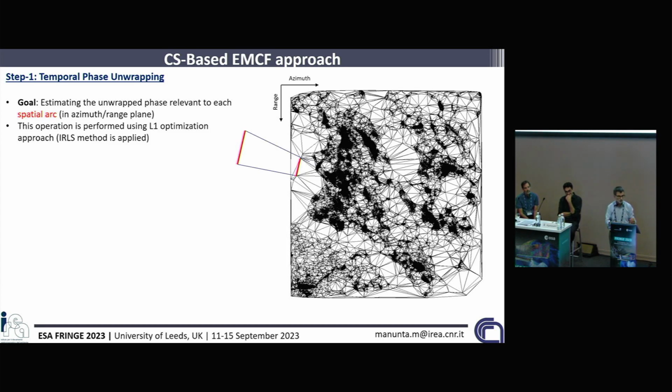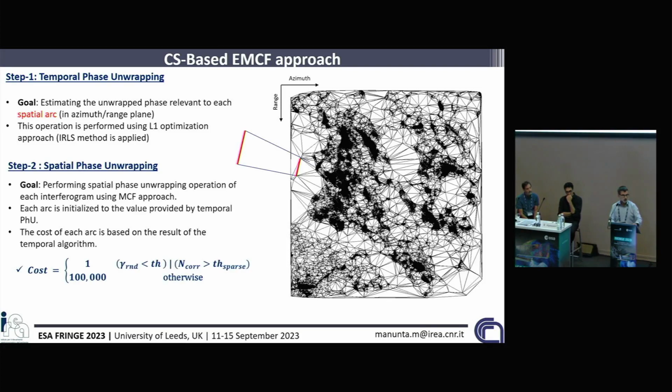The idea is to unwrap each arc in the temporal domain in order to constrain the subsequent spatial phase unwrapping. In other words, we can use the unwrapped phase in the temporal domain in order to constrain the spatial phase unwrapping, to have an input, a starting point for the spatial phase unwrapping. Moreover, from the temporal domain, we can retrieve also a cost function. In particular, in our case, we use an on-off cost function.